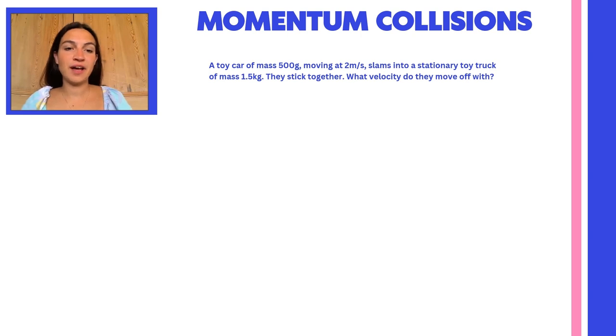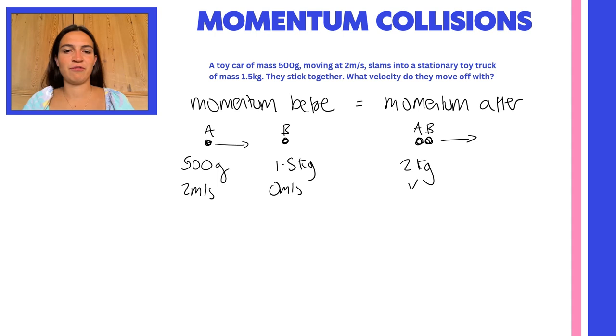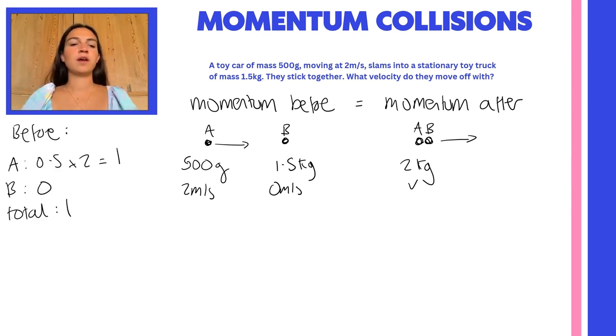This time we have a toy car of mass 500 grams moving at 2 meters per second, slamming into a stationary toy truck of mass 1.5 kilograms, sticking together, and what velocity do they move off with? Getting bored of this by now, but momentum before equals momentum after, and then drawing my little picture of what's going on here. A and B, and then AB together. That's why I've got 2 kilograms in my momentum after, because they become one unit. The total mass of that new object is 2 kilograms, and I'm looking for the velocity they move off with, v.